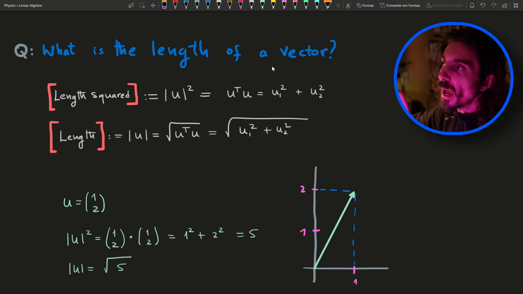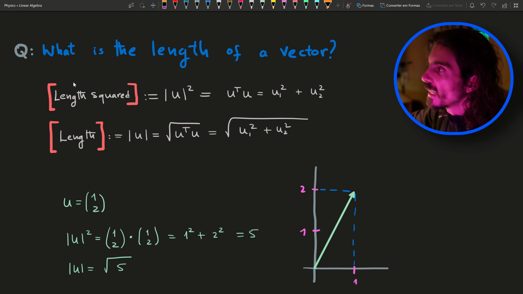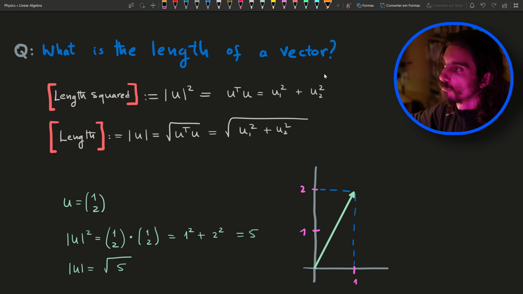And if you have that, the length squared, denoted like this or like that, is just the summation of the components squared: u1 squared plus u2 squared. It's easy. It's a simple calculation. That gives us the length squared. Well, if you just want the length, denoted like this or like that, you just take the square root of the calculation above, the square root of this summation.